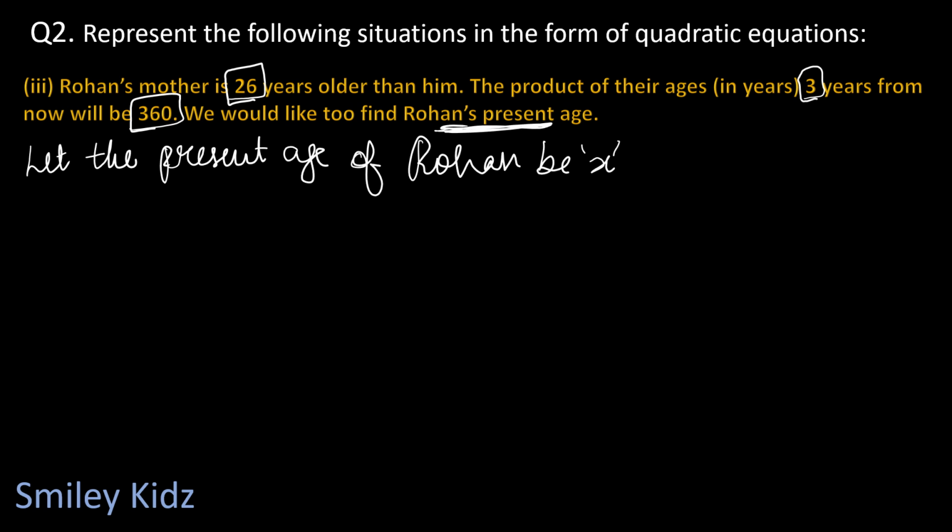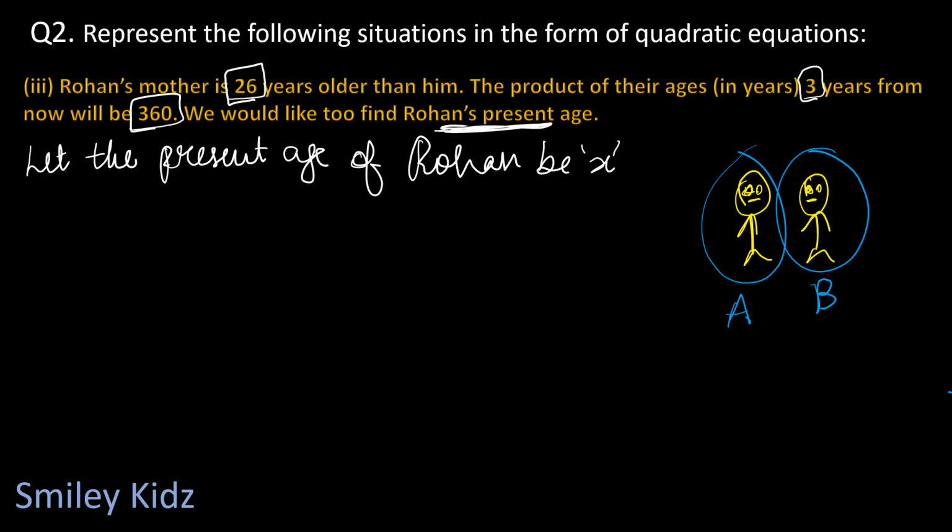Now, let's suppose there are two kids, person A and person B. If person A is 4 years old and person B is 3 years more than person A, that means it will be 4 plus 3. So person B is 7 years. That means person B is 3 years older than person A.